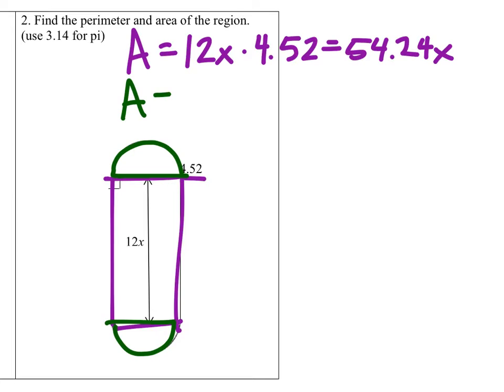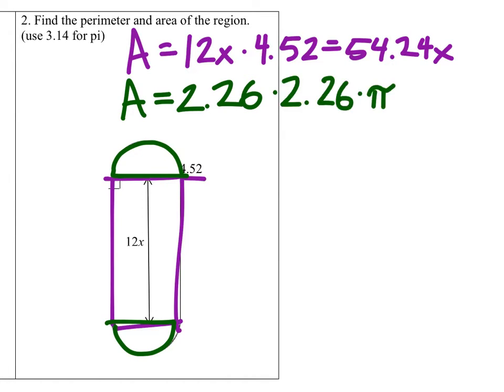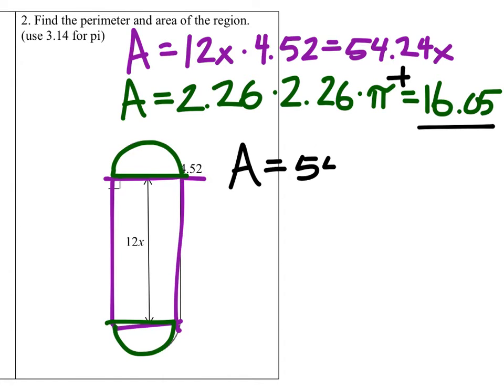So that area will be the radius, which is half of 4.52. And the radius here is going to be 2.26, whatever the units is. I'm going to round that to 16.05 actually. Now, to find the area of the whole thing, we just need to add these two together. Alright, so let's add these two together. As it turns out, we can't combine those because they're not like terms. So the area of the entire shape ends up being 54.24x plus 16.05.